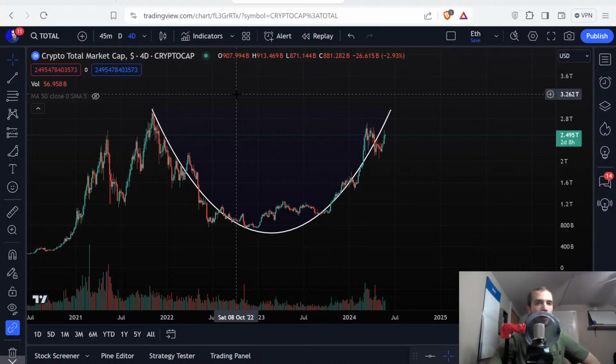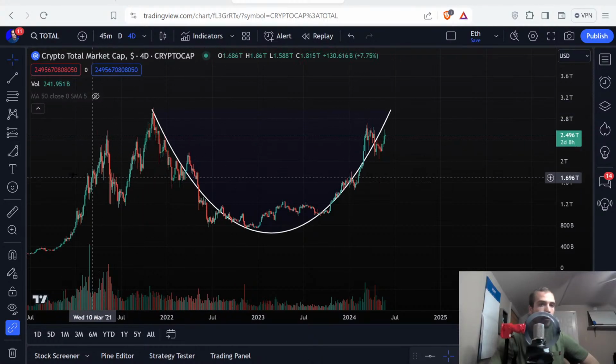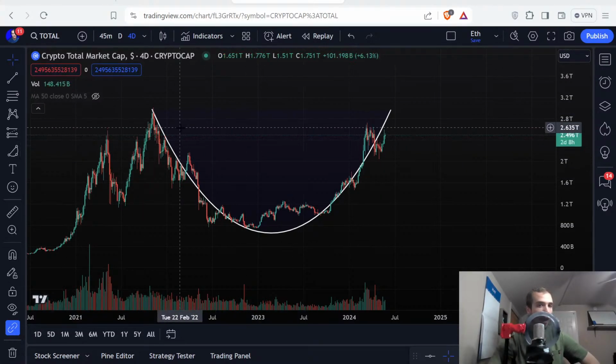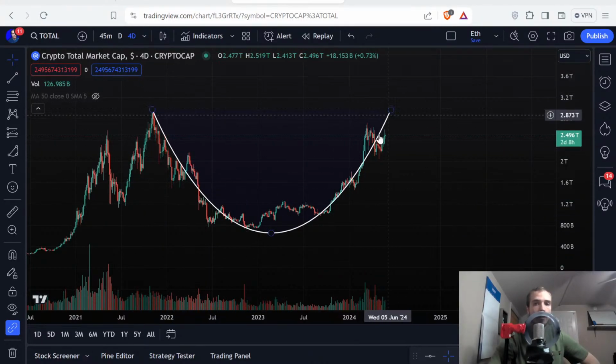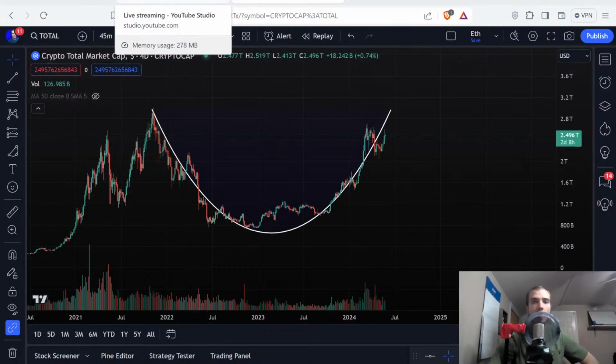Now, the total market cap rounded bottom is a great example of just how bullish these markets are going to be. The rounded bottom, like this, especially in the big picture, is a really, really good pattern to see. And to have it appearing here over multiple years speaks to just how much money is coming into the crypto markets as we move forward from here on out.